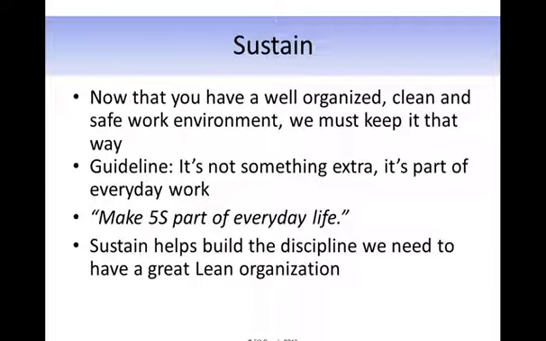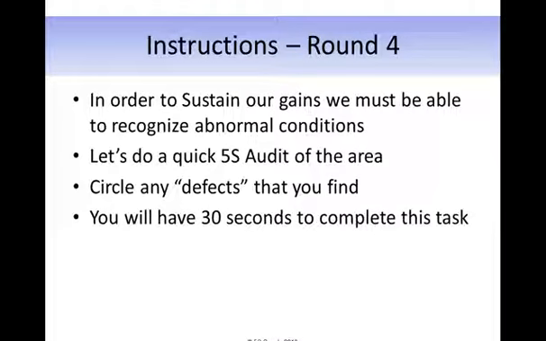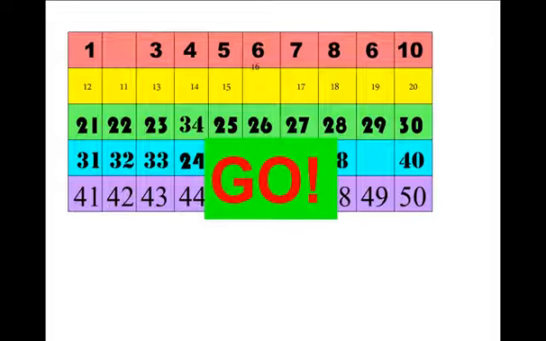And there you go. Okay, and then sustain, the 5th S. How do we make this part of everyday life? It's just part of the things that we do. Keep things moving forward. All right, so what we're going to do is show people how things might fall apart or not sustain, but why 5S and visuals are really important. Let's just do a quick audit of the area. All right, so we'll ask them to circle any defects that they can find, and they get 30 seconds to complete the task.